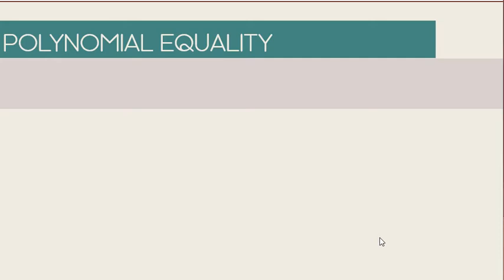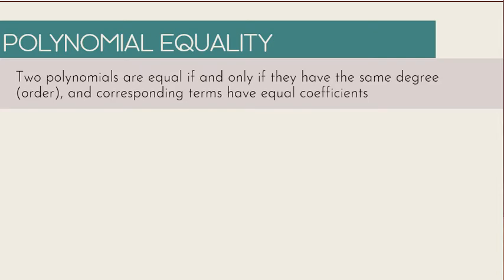First, let's talk about polynomial equality. Two polynomials are equal if and only if they have the same degree or order, and corresponding terms have equal coefficients. We will have a look at this example here. Let be given p(x) equals x squared plus 3x minus 4 and q(x) equals ax squared plus bx plus c.